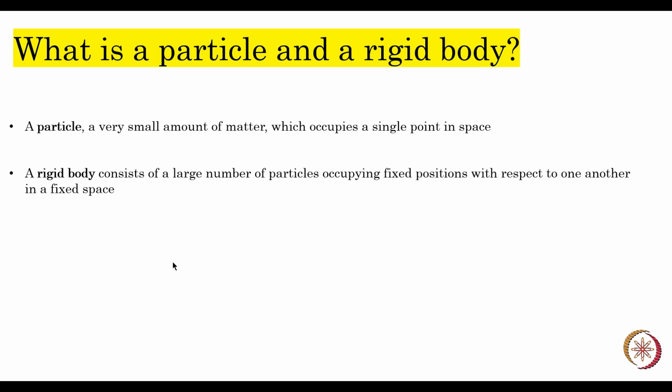So now, what is a rigid body? Everybody knows that a rigid body consists of a large number of particles occupying fixed positions with respect to one another in a fixed way. Why am I using the phrase with respect to one another? Because a rigid body can also translate and rotate. We usually use the words with respect to each other, or you can say relative. In a rigid body, the relative position between two points doesn't change. So that is the definition of a rigid body.